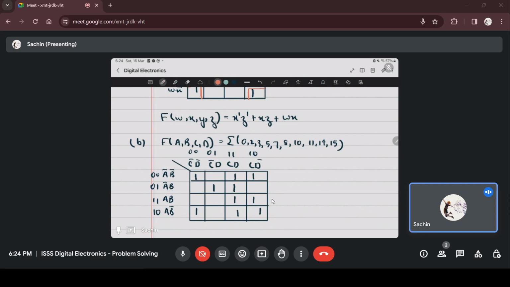One essential prime implicant here is this, which will give you AC, because it covers this one which cannot be covered by any other quad or octet. Another essential prime implicant will be this quad that is given by B prime D prime.